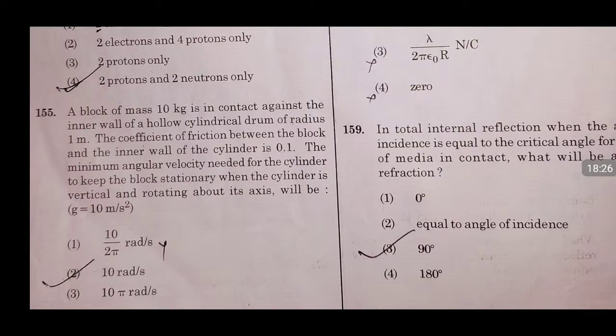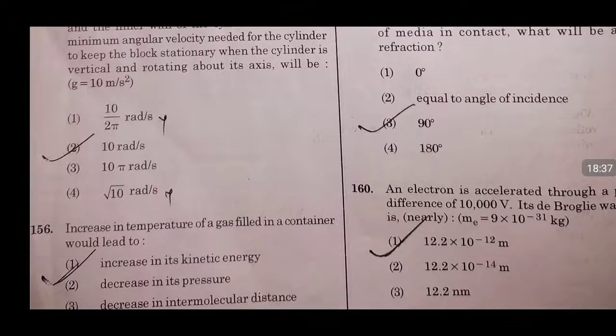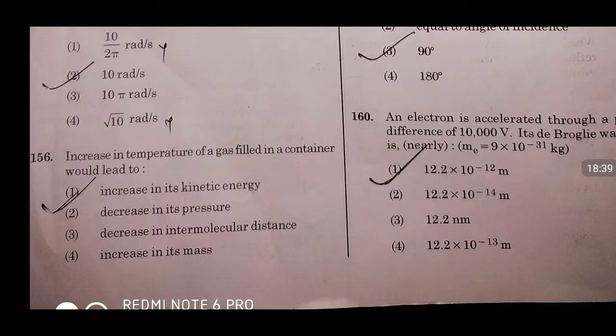Question number 159: In total internal reflection, when the angle of incidence is equal to the critical angle for the media in contact, what will be the reflection? Question number 190: An electron is accelerated through a potential difference of 100 volt. Find the de Broglie wavelength. m is equal to 9 into 10 power minus 31 kg. Then the right option is 12.2 into 10 power minus 12 meter. Option number first will be the right option.